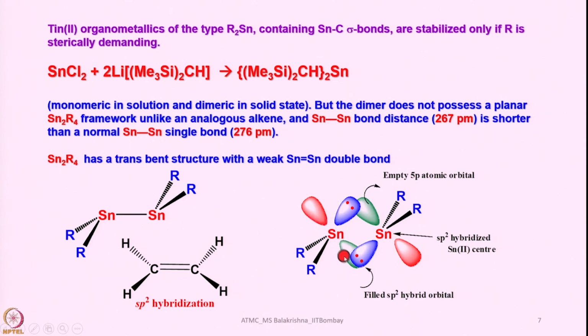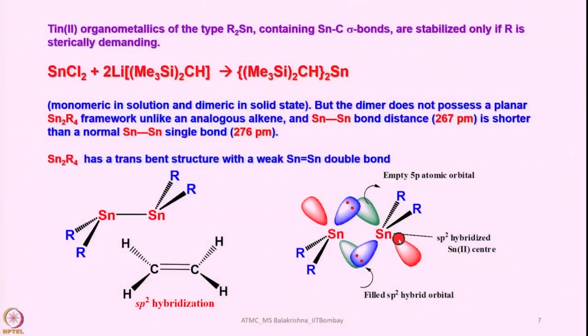Similarly, this empty p orbital on this tin acts as a Lewis acid, whereas this filled sp2 acts as a Lewis base. So, in order to facilitate this kind of overlapping, the orientation has to be in this fashion. See, it is not like this, it should be something like this. When they rotate like this, the empty p orbital on this tin atom will be aligned towards this one, so that they can overlap. So, now we have 2 electrons here and 2 electrons here.